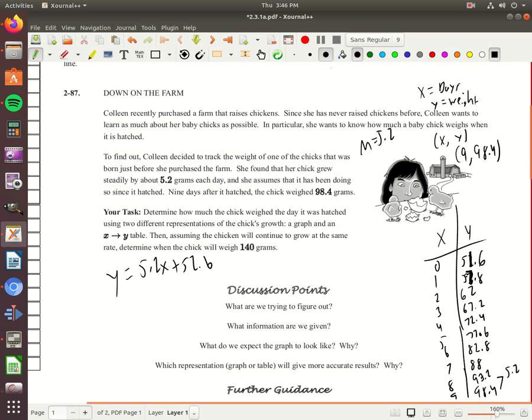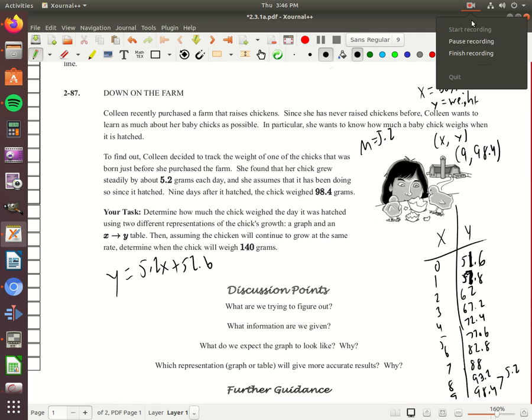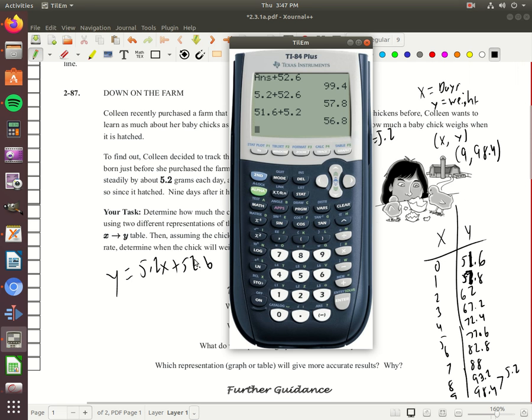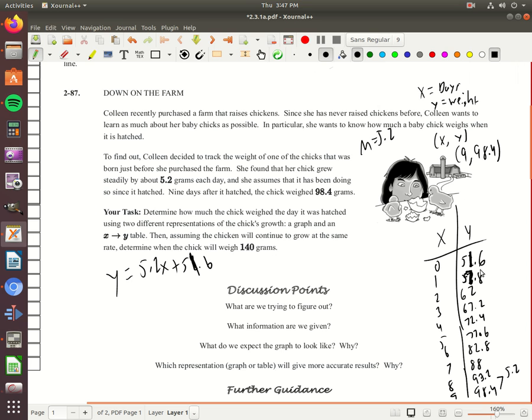Now the question is, where did I screw this up? Let me pause and go through and find my error. Just didn't change the 51.6 here. So it was right there. All right, so this should be 51.6. This should be 51.6.